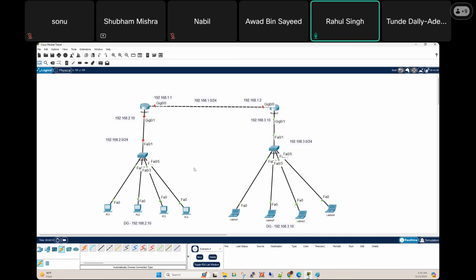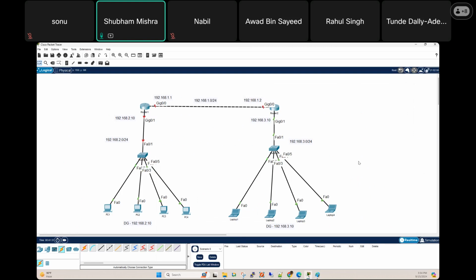Sir, what is the difference between write memory and copy running config startup config? Nothing, there is no difference. When you copy the running configuration to the startup configuration, you are copying all the current configuration, whatever you have configured in the running configuration, into the startup memory. Getting my point?